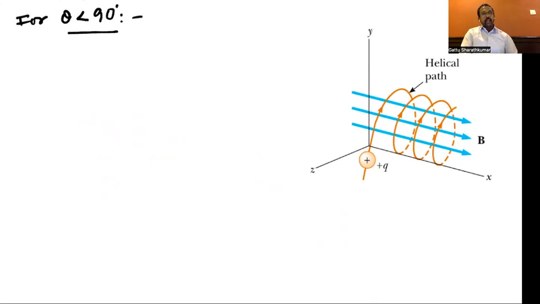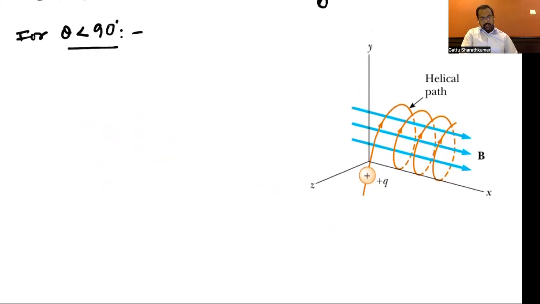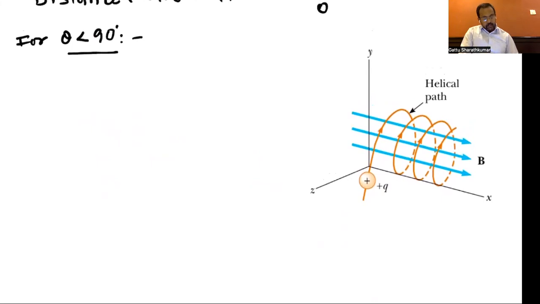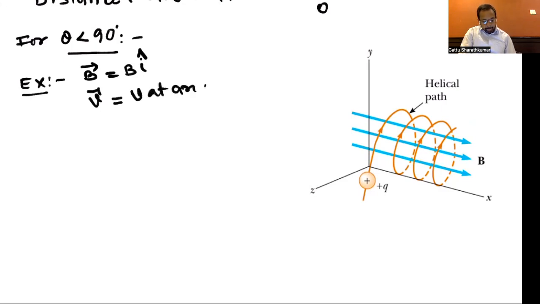Right. Now, theta less than 90 degrees means, let me take an example like this. I'll take my magnetic field along B i cap, and the velocity vector is making some angle with the x-axis, projected at an angle theta with the x-axis. V bar is equal to V at an angle theta with i cap.